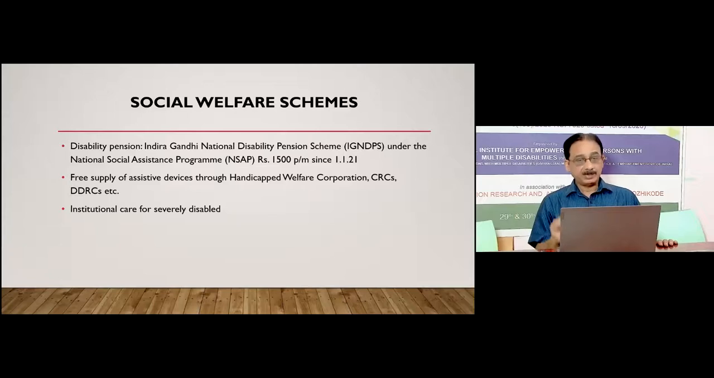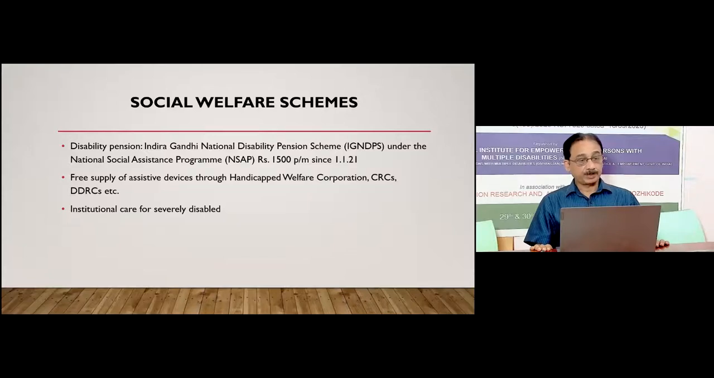At present in Kerala, the disability pension is 1,500 rupees, as per an order dated 1/1/2021. Now it is stated that the government is increasing the disability pension to 1,600. Probably still waiting for the order to come.